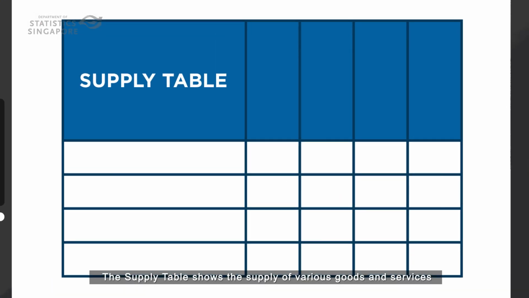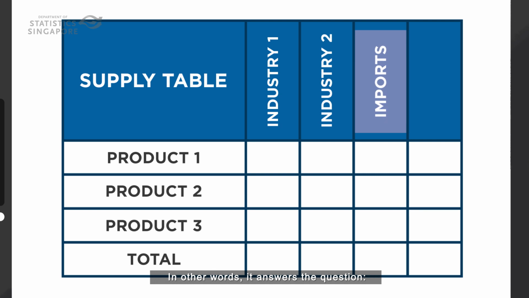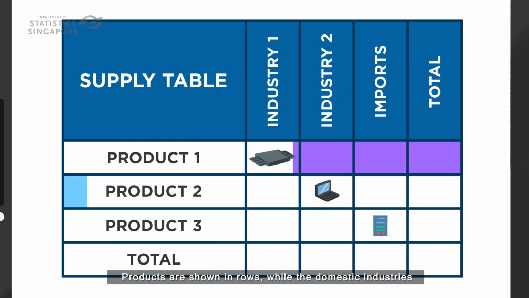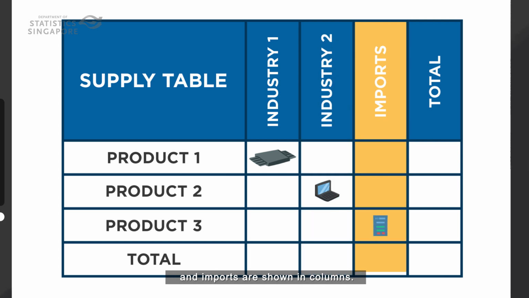The supply table shows the supply of various goods and services that are either produced domestically or imported from overseas. In other words, it answers the question, who produces what types of goods and services? Products are shown in rows, while the domestic industries and imports are shown in columns.